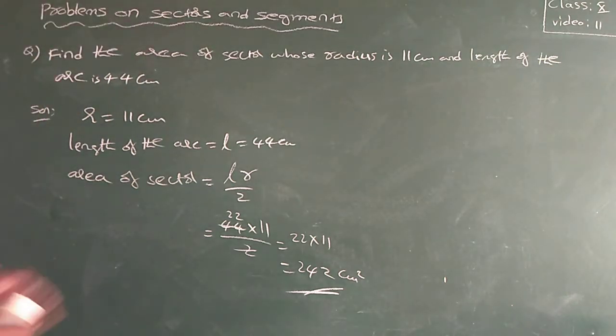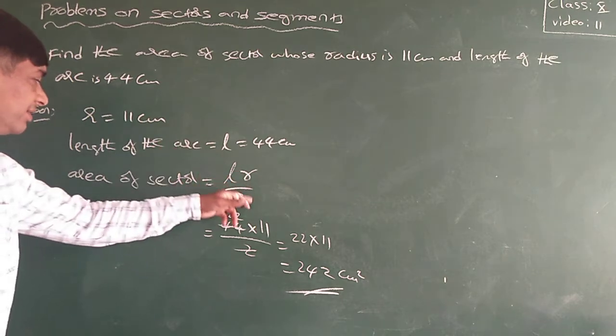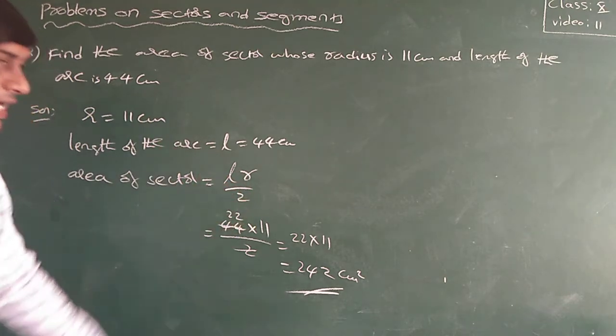Okay. When the length of the arc and the radius are given, this is the formula for the area of the sector: L R by 2.